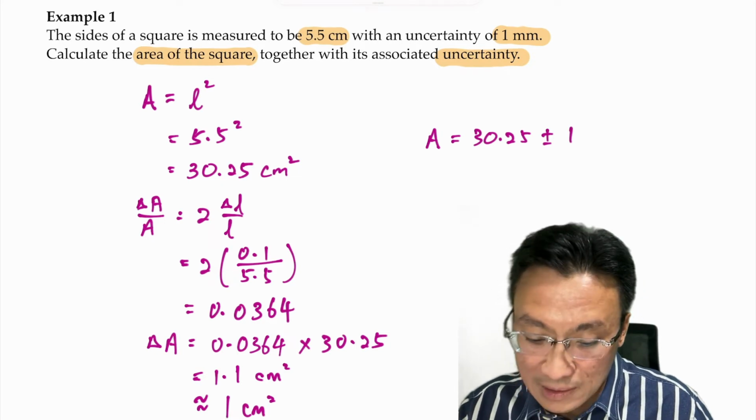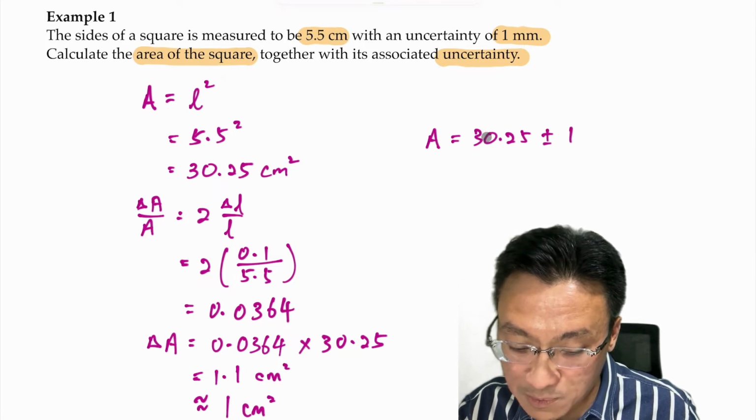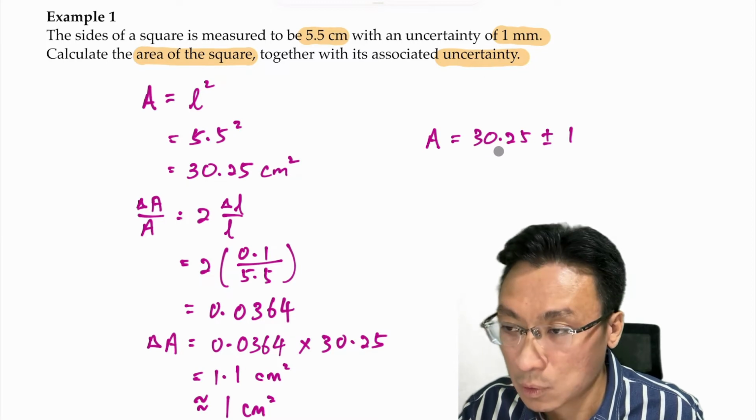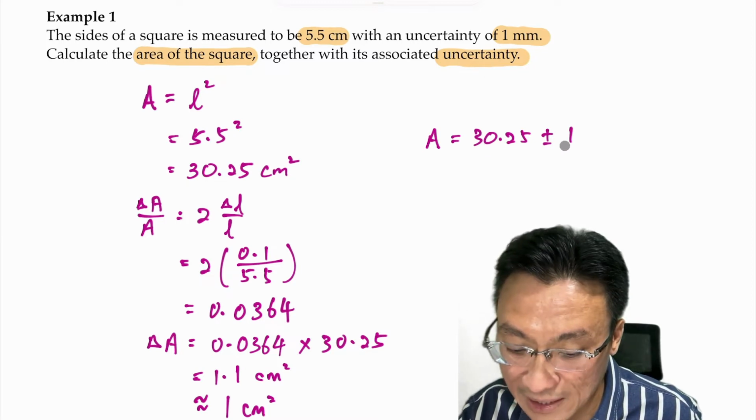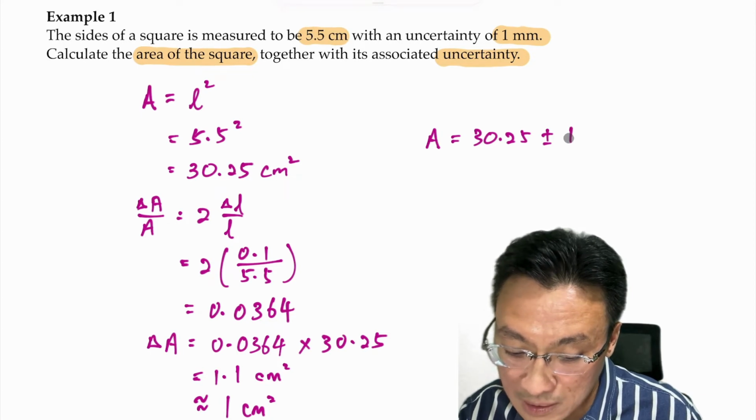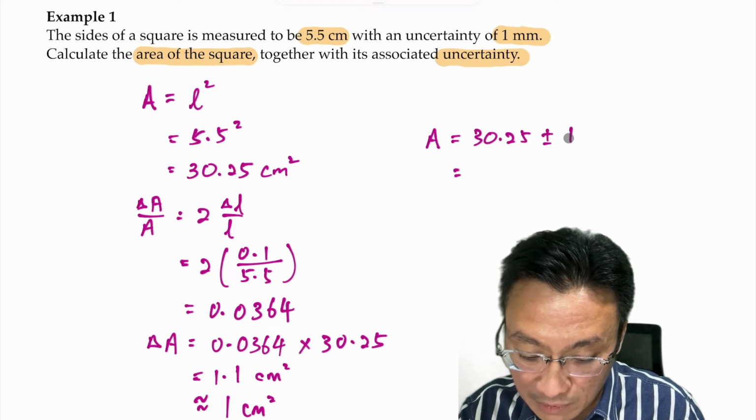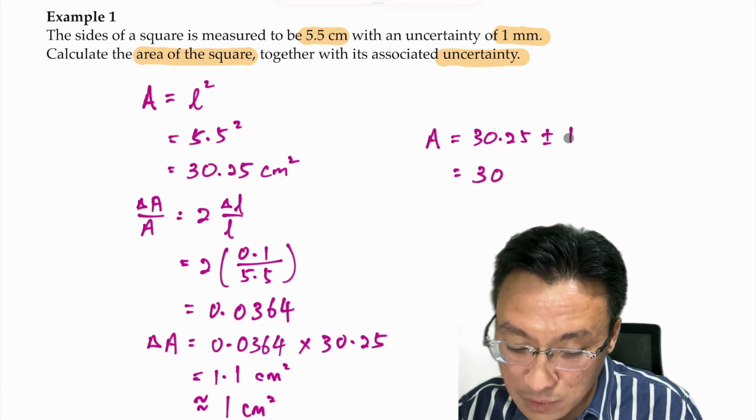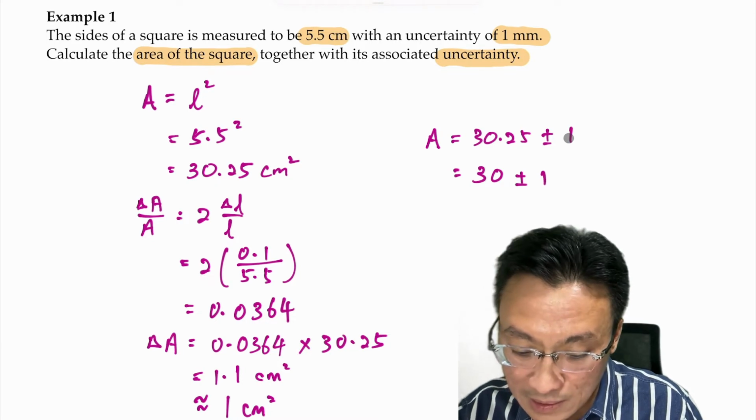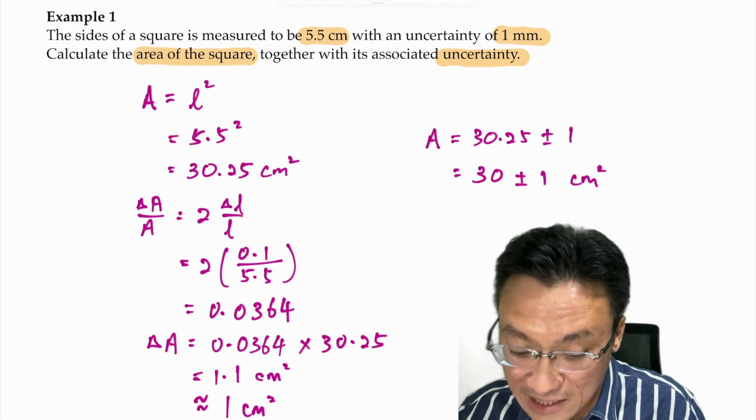But hold on, this is not the end yet, because we have to express the measurement, which is the area itself, to the same precision as the uncertainty. So this one refers to the unit, and by rounding off my 30.25 to 30, then I add in this plus minus 1, and that is how I can express the uncertainty of the area.